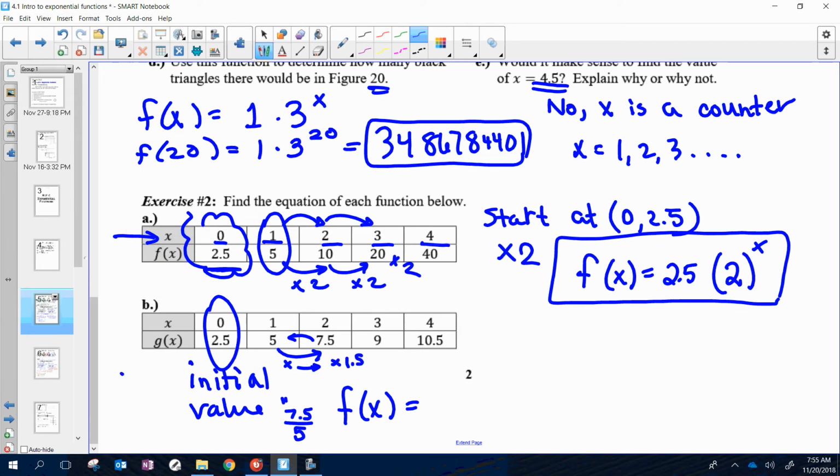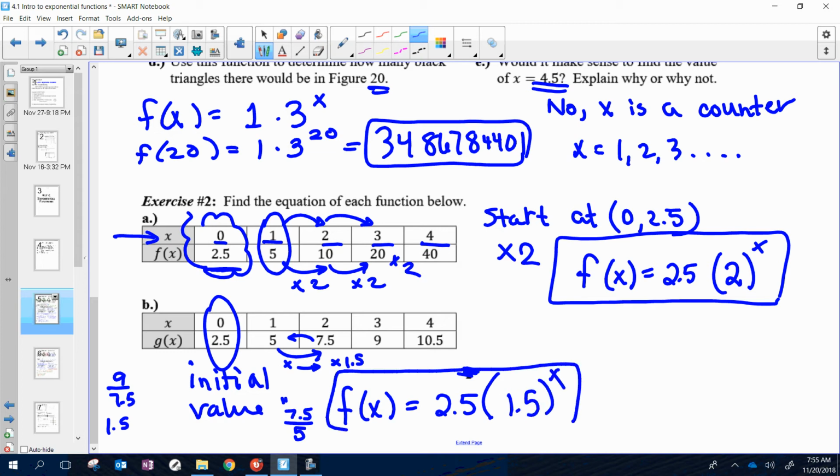I could test another one too. If I did 9 divided by 7.5, divide by the previous number, and you'll keep getting 1.5. So starting from 2.5, this is a page number, by the way. Starting from 2.5, I multiplied by 1.5, and x counts how many of them I need to multiply by.